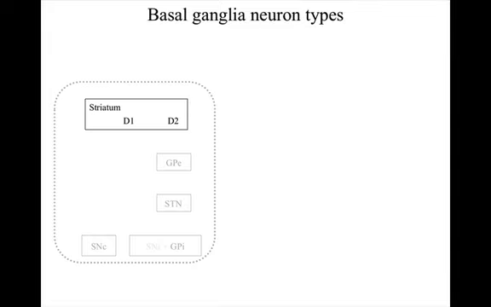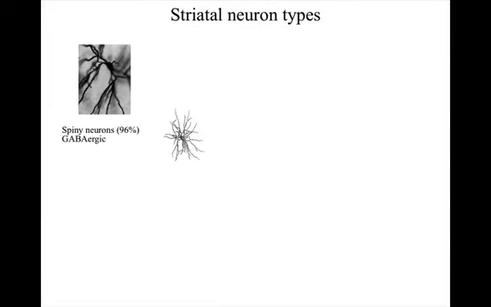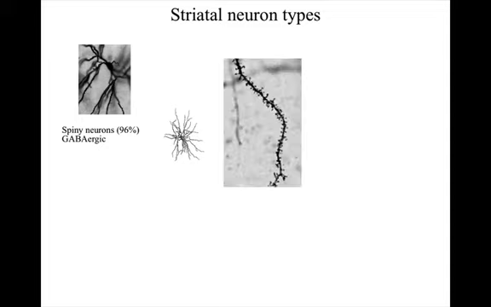Now let's have a quick look at the types of neurons and their appearance in the basal ganglia. And we'll start with the striatum. The most common neuron in the striatum is the spiny projection neuron. There's a photo of a neuron of that type on the left and a drawing on the right. And this neuron is GABAergic.